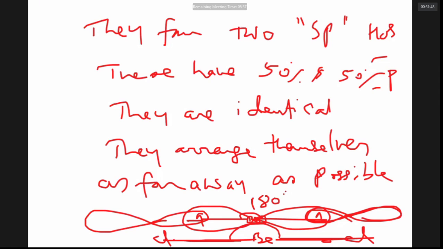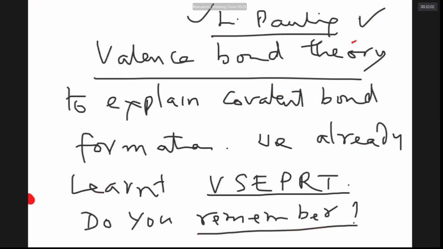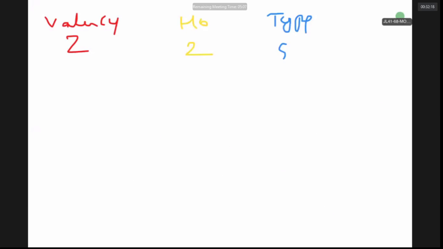So the hybridization theory says an atom offers as many hybrid orbitals as is its valency. If the valency of atom is 2, it offers how many hybrid orbitals? 2. The type of hybridization is called sp. And how are they arranged? They are arranged linearly with a bond angle of 180 degrees.